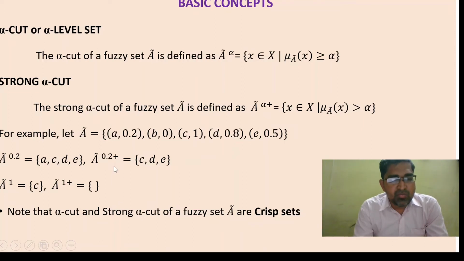Similarly, how do we find the strong alpha cut? We again take alpha equal to 0.2. If we find the 0.2 plus cut, what elements will come? Only c, d, e, because these three elements have membership value greater than 0.2. Another very important point: both the alpha cut and the strong alpha cut are crisp sets.